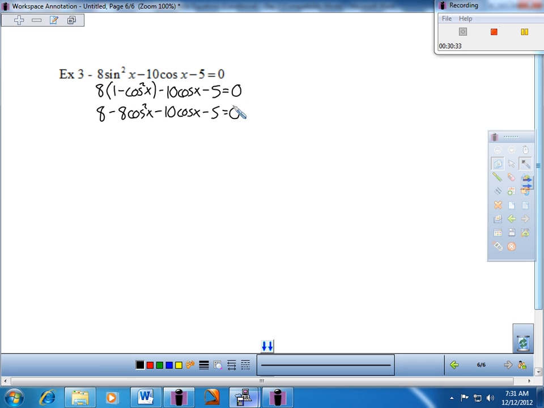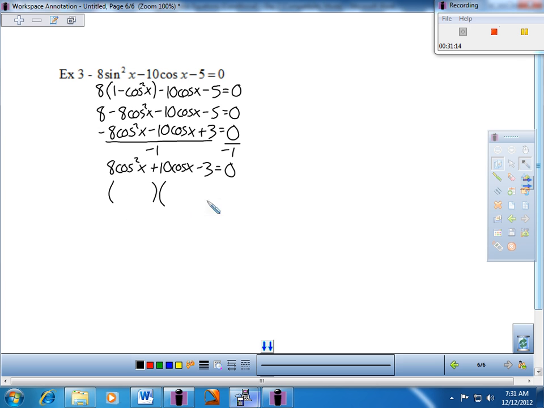Okay. And then let's combine like terms. So I have this. And 8 minus 5 should give us 3. Looking good. Just so happens the same thing works out this time. I'm not a big fan of the negative out in front. So I'm going to go ahead and divide by -1 there and get 8 cosine squared of x plus 10 cosine of x minus 3 equals 0. Now it has that great quadratic trinomial look to it, where I should be able to find two factors and set them to 0.